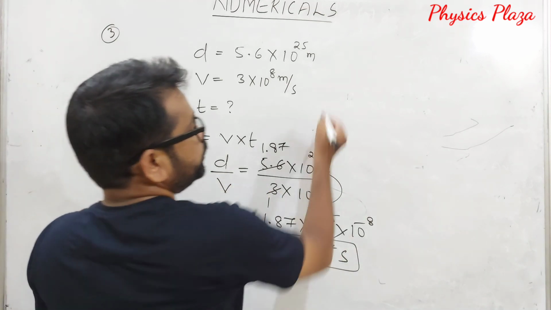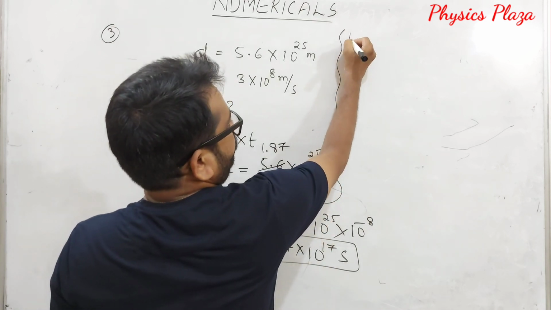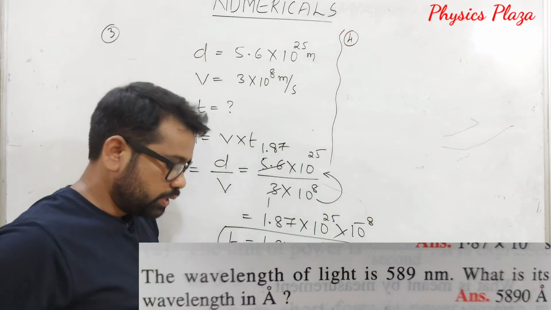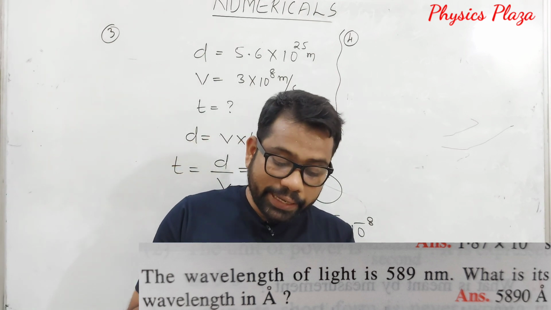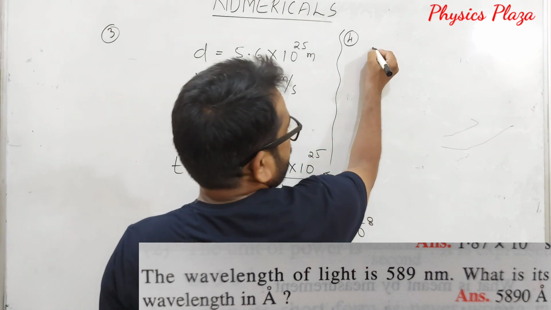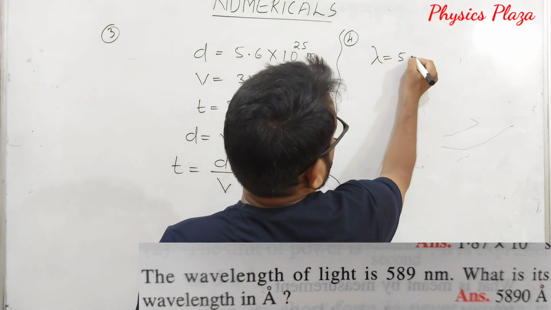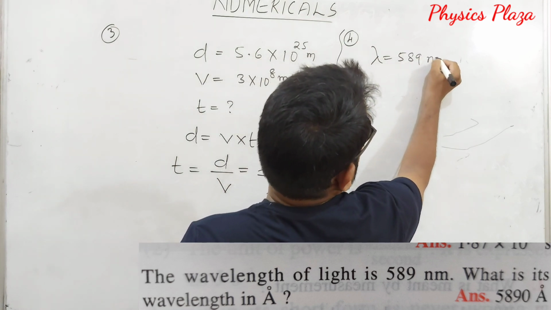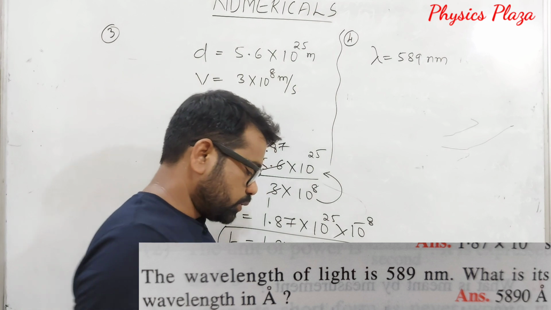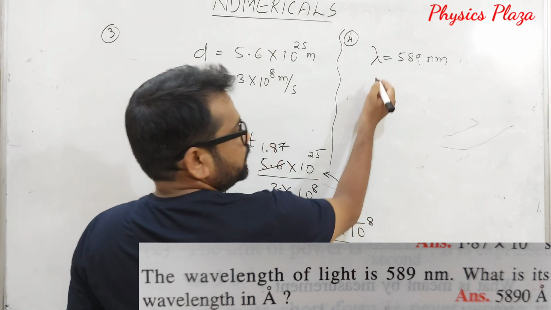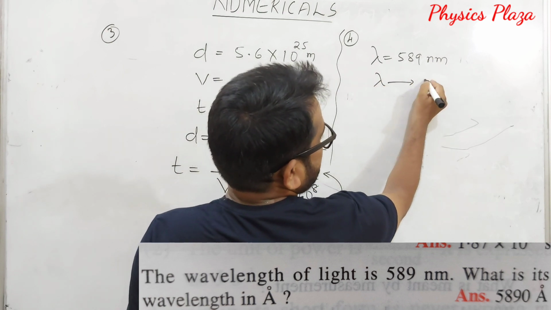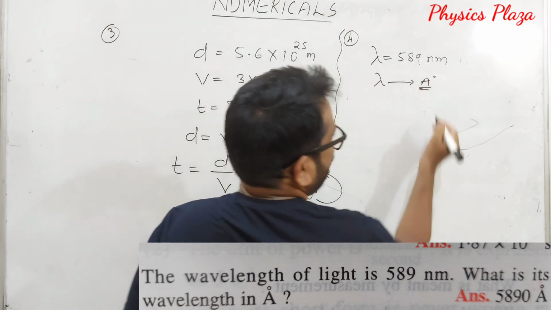Now next, numerical 4. So it is given the wavelength of light is 589 nanometer. So wavelength is given 589 nanometer. So what is its wavelength in angstroms? So it's a lambda value only, but they are asking us to express in angstroms.